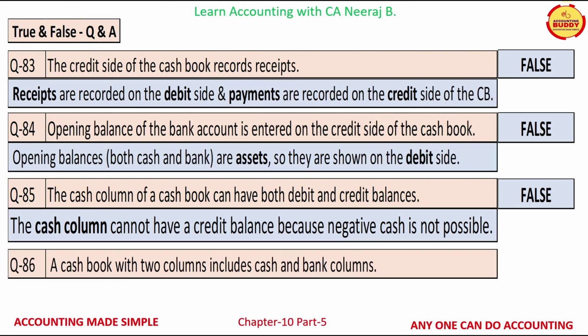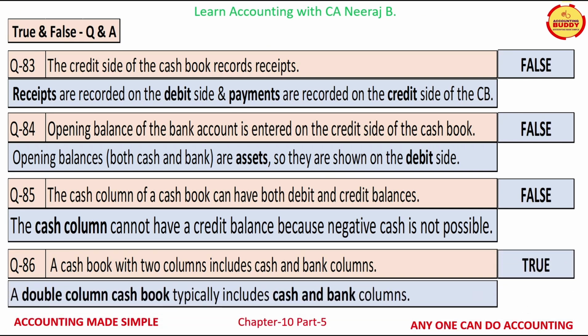Question number 86. A cash book with two columns includes cash and bank column. This is a true statement. A double column cash book typically includes cash and bank columns.